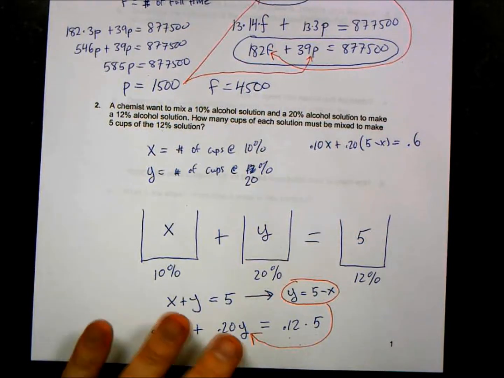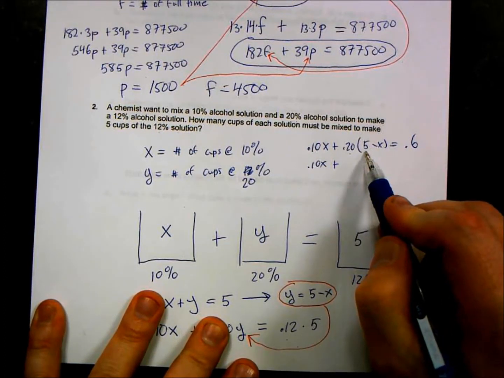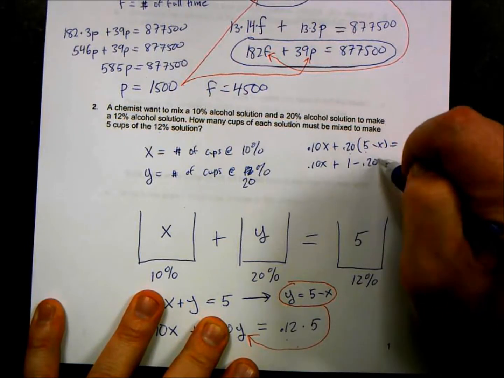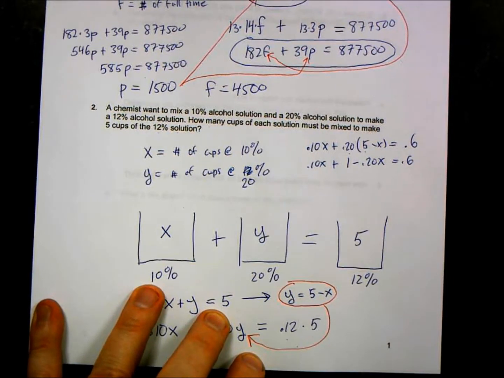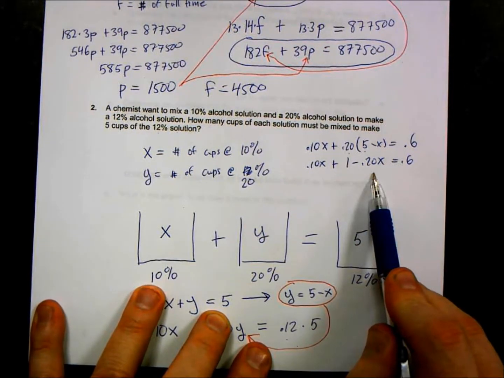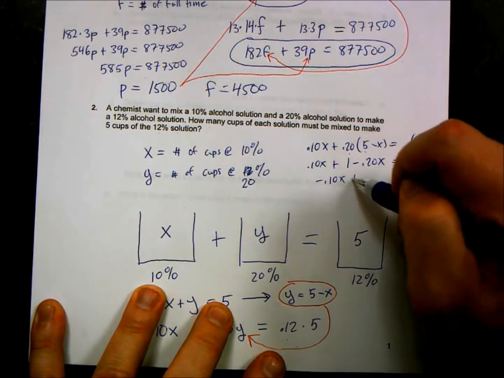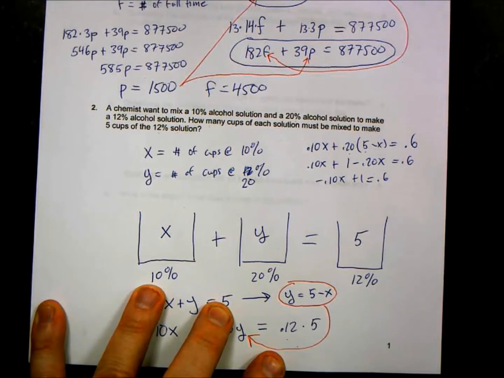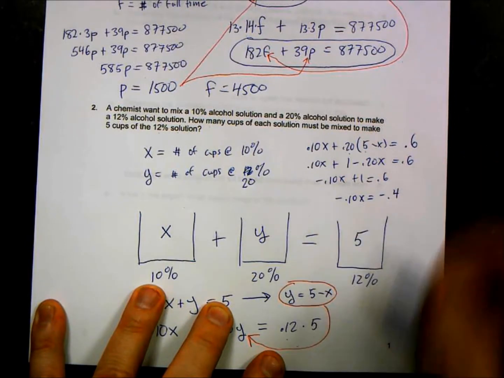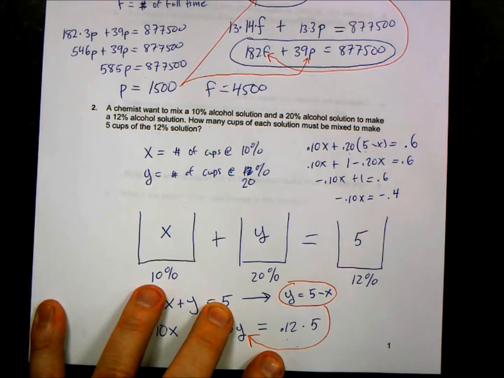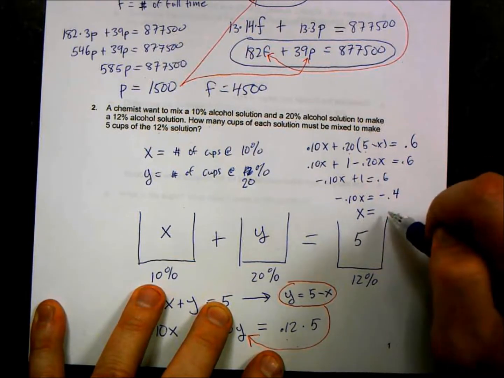Now we solve. We've solved lots of problems like this. 0.10x plus 0.20 times 5, 1, minus 0.20x equals 0.6. Combine my like terms. 0.10x minus 0.20x. Negative 0.10x plus 1 equals 0.6. Subtract 1. 0.6 minus 1, negative 0.4. Keep dropping your minus signs. And then finally, I divide both sides by negative 0.10. X is 4.